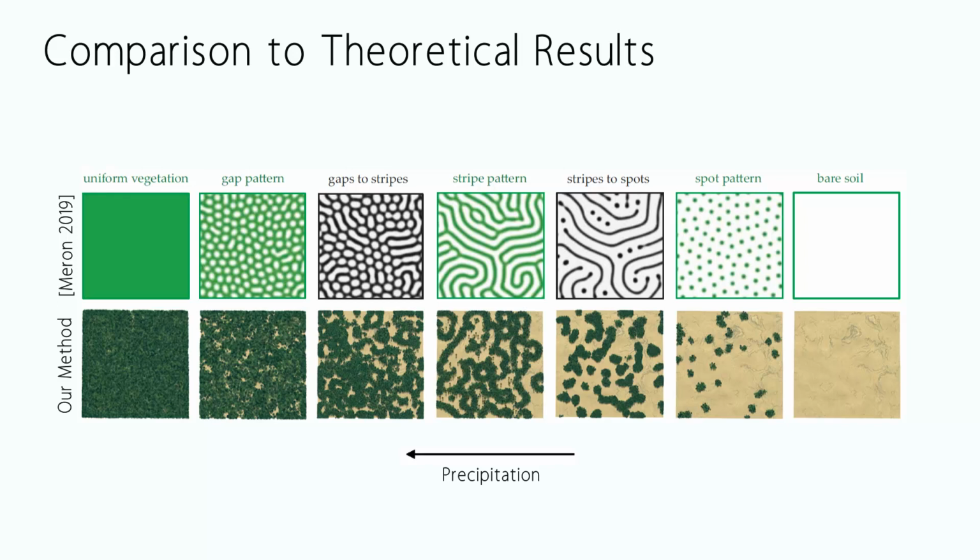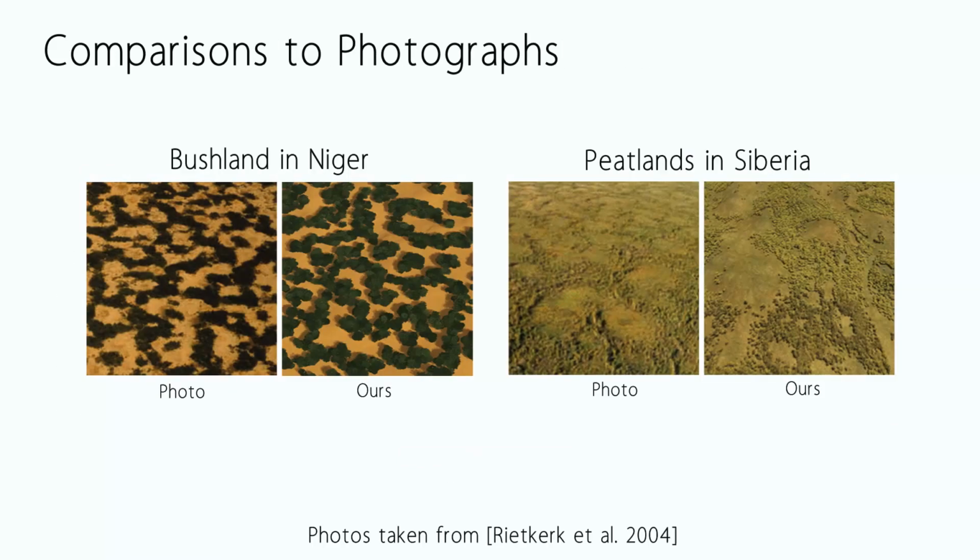Here, we compare the parameter space of our model in terms of gaps, stripe, and spot patterns to a study published by Meron. To better illustrate the expressiveness of our approach, we simulated bushland in Niger and peatlands in western Siberia and compared them to real photographs of vegetation in those regions.